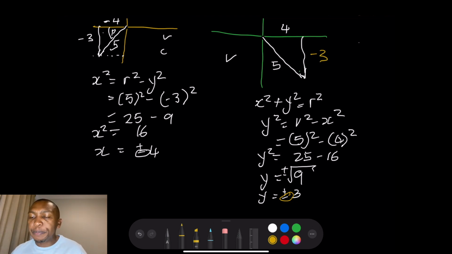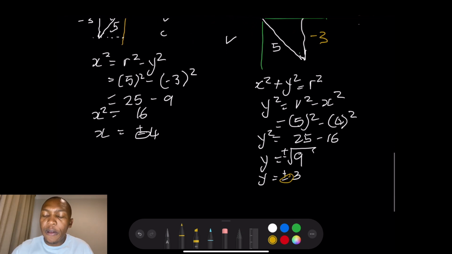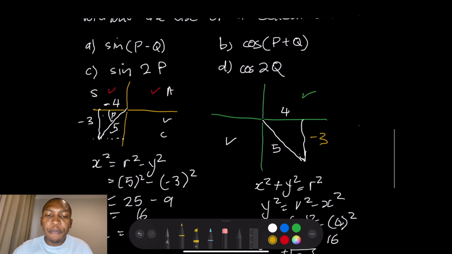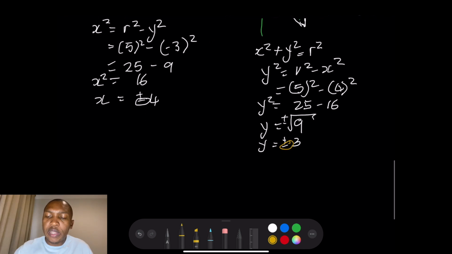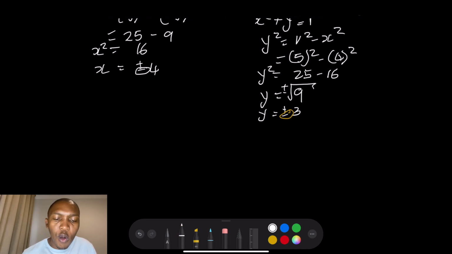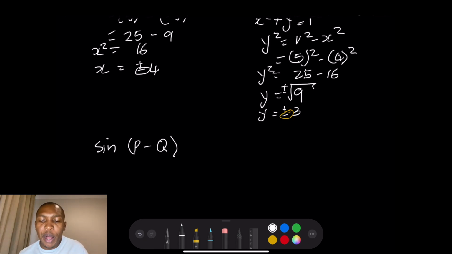Right, so now we need to go and find the different expressions that they asked for. The first one, they said we need to work out sine of P minus Q. So let's work out the value of sine of P minus Q. Definitely this is a compound angle. So how are we going to do that?